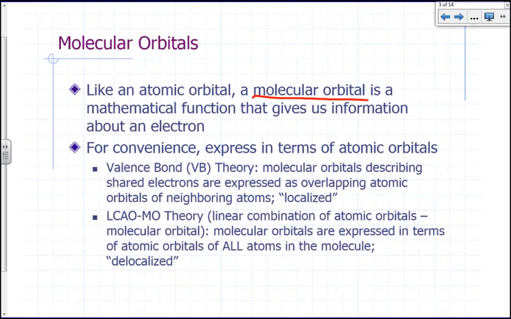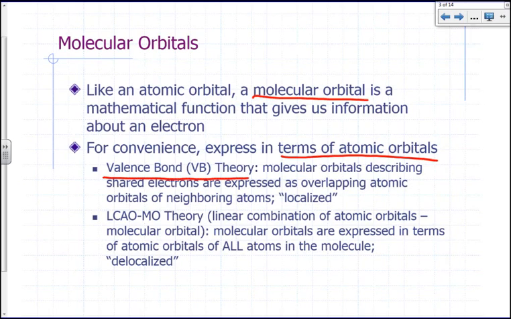Now, for convenience, when we're doing molecular orbitals, we try to express it in terms of atomic orbitals. That just helps us visualize how the electron distribution in a molecule is related to the way they are distributed in the atoms. Okay, so there are two major approaches for constructing molecular orbitals from atomic orbitals.